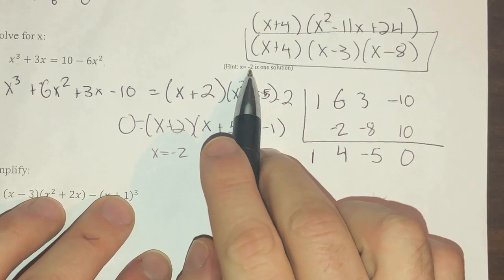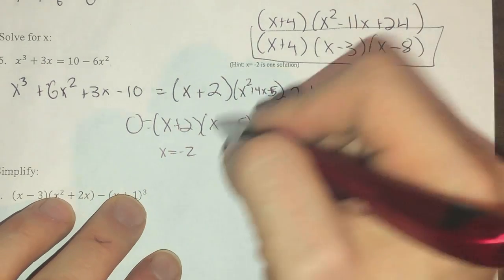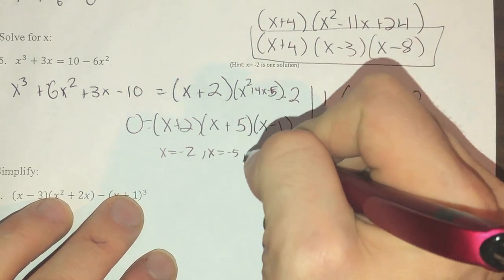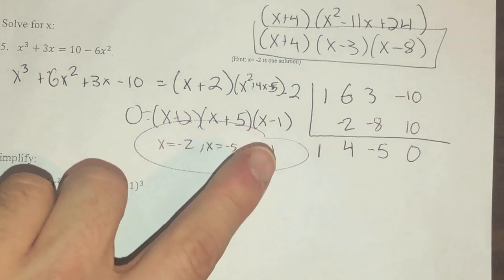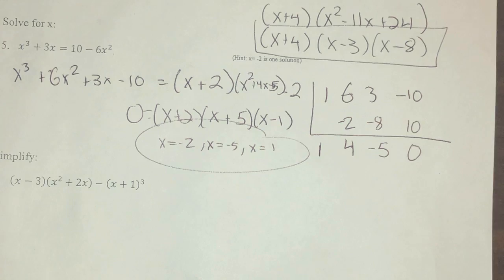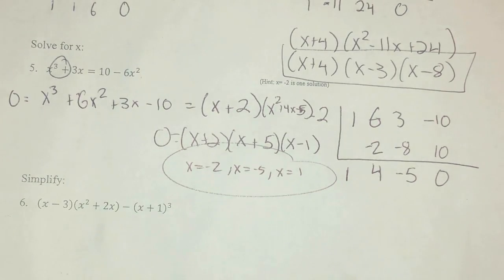And unfortunately, I cannot give you credit if you just wrote down negative 2. No offense, I already gave you that. x equals negative 5, and x equals positive 1, because negative 5 cancels this, 1 cancels this, negative 2 cancels that. And again, when you see 3 as your biggest power, you should expect up to 3 zeros as your final solution.